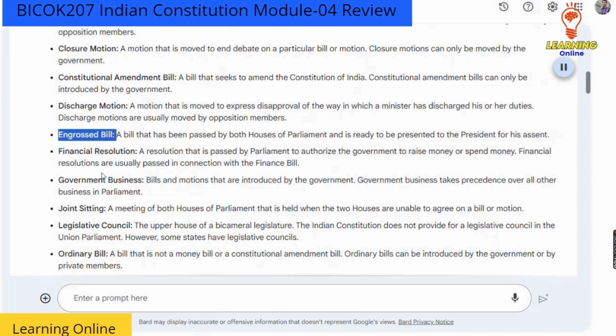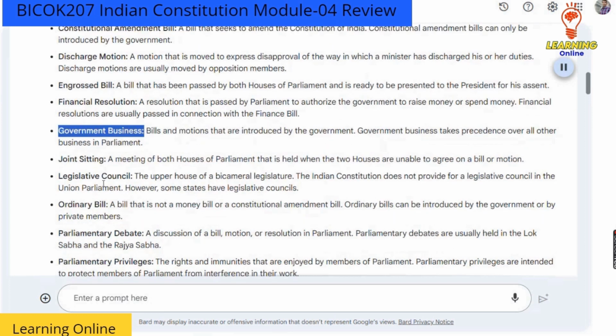Engrossed bill, a bill that has been passed by both houses of parliament and is ready to be presented to the president for his assent. Financial resolution, a resolution that is passed by parliament to authorize the government to raise money or spend money. Financial resolutions are usually passed in connection with the finance bill.